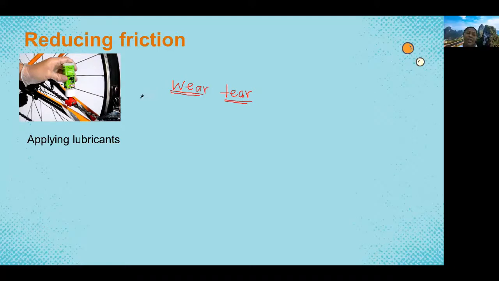Like we say, this chain here, because of friction, it can rust and it can wear and tear. And there is a lot of heat that is going to be produced here if we don't apply lubricants.